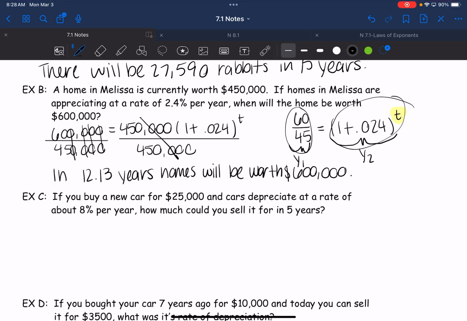Okay. I want you guys to try example C and D. So remember, it could be either one of the formulas up there at the top, right? Depending on if we are increasing or decreasing. You'll just plug in what they give you and solve for what they did not give you.